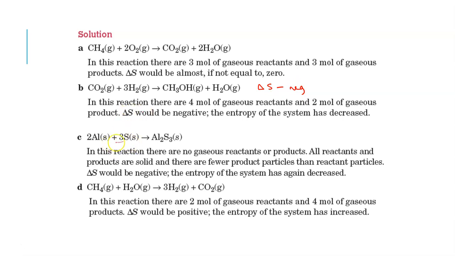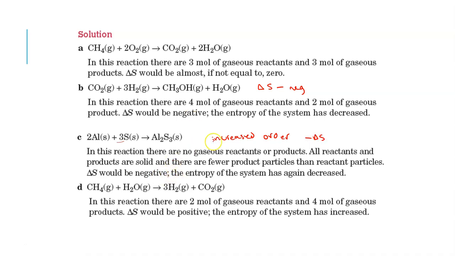Here we can see we have no gaseous products or reactants to look at, but we do have 5 moles of solid going into 1 mole of an ionic solid. So because we have more reactant particles going to fewer product particles, again, the entropy of the system will have decreased. We have increased the order, so therefore delta S will be negative.